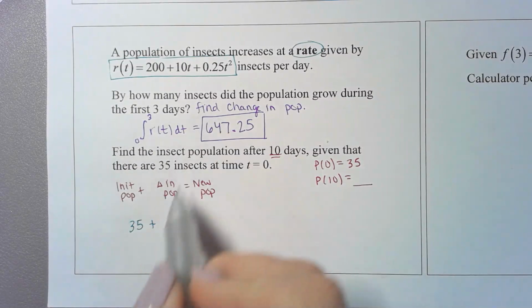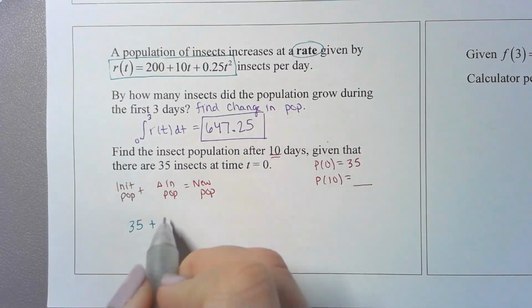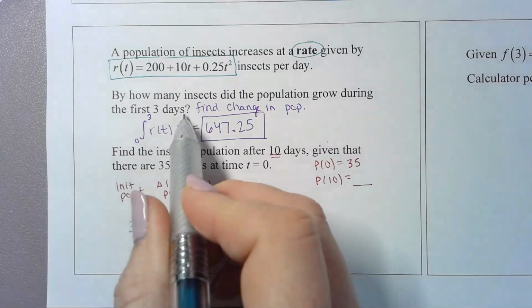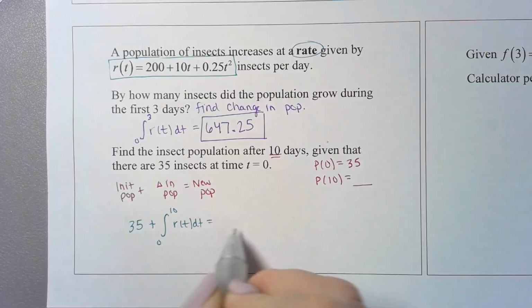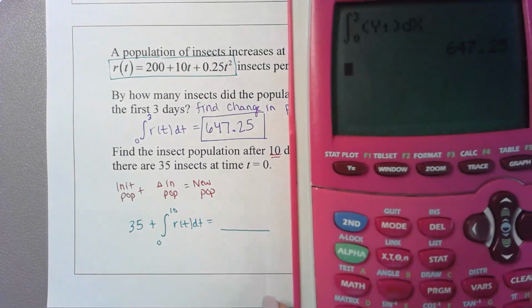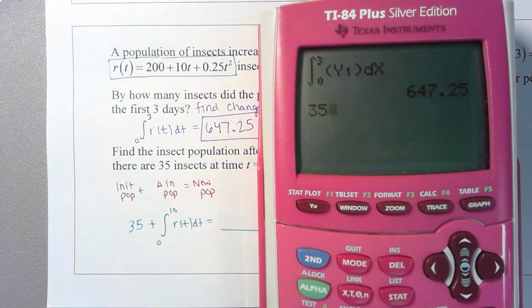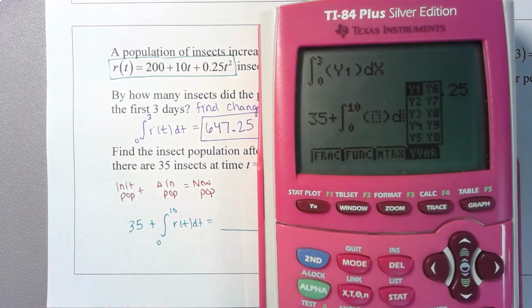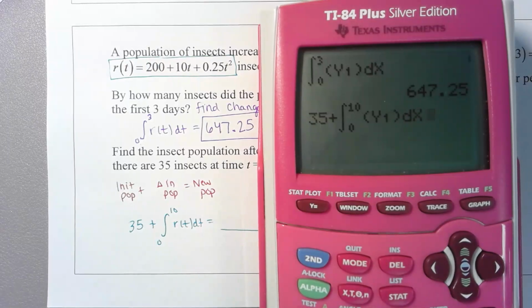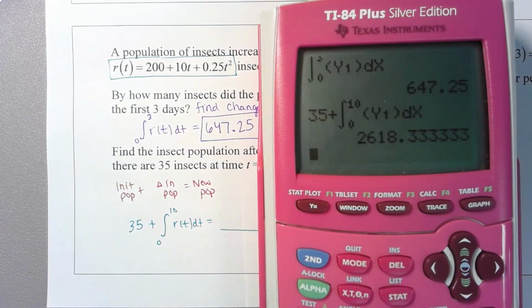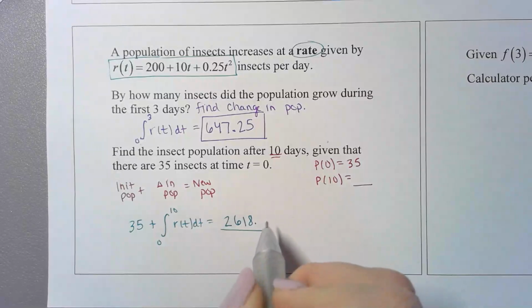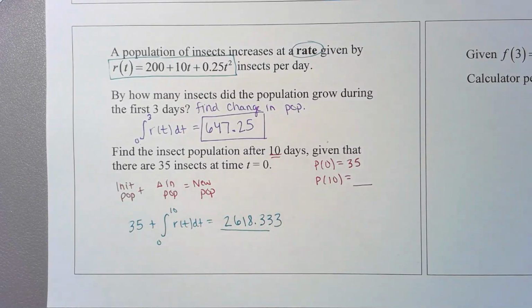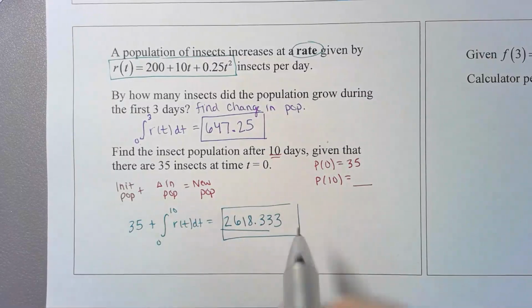We just talked about how to find the change in the population. Now the time frame has changed. So instead of integrating from 0 to 3, I'm going to integrate from 0 to 10, but the function stays the same. And that's going to give me my final population. So 35 plus the integral from 0 to 10 of that function that I put in y1 to save the def for later. And I get 2,618 and a third. Again, I know it seems silly to talk about a third of an insect, but no one told us otherwise, so we're going to round to the nearest thousandth.